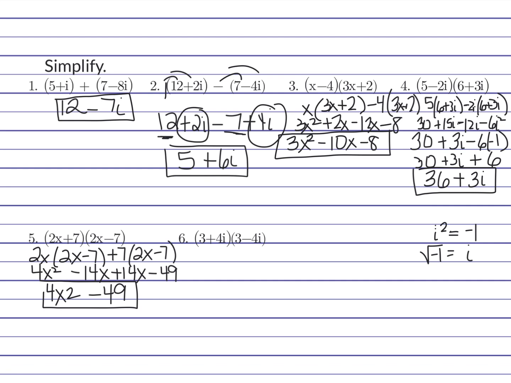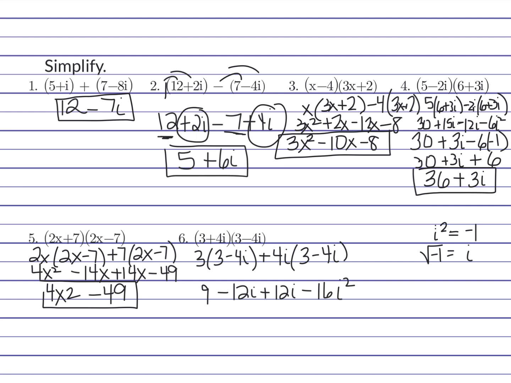Now I'm going to multiply 3 plus 4i times 3 minus 4i. I'm going to use that same process because it's binomials. So I'm going to multiply 3 times 3 minus 4i, and I'm going to multiply positive 4i times 3 minus 4i. I'm going to distribute. 3 times 3 is 9. 3 times negative 4i is negative 12i. 4i times 3 is positive 12i. 4i times negative 4i is negative 16i squared.